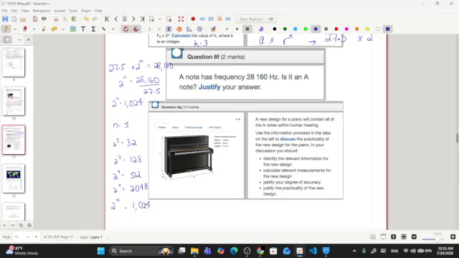Right? We get exactly 1024. So the question says a note has frequency 28,160 Hz. Is it an A note? The answer should be yes, it is an A note, as n gives a perfect whole number.